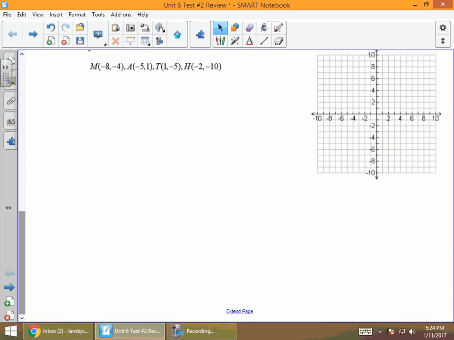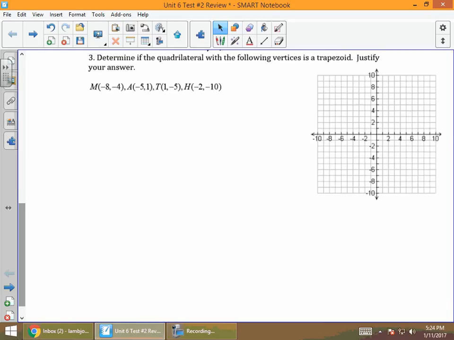All right, number 3. There is one of these on the test as well. Determine if the quadrilateral with the following vertices is a trapezoid. Justify your answer. And I have to justify it by finding slopes and/or distances. So this just asks, is it a trapezoid? So let's first graph these points. -8, -4 is M. -5, 1 is A. 1, -5 is T, and -2, -10 is H.